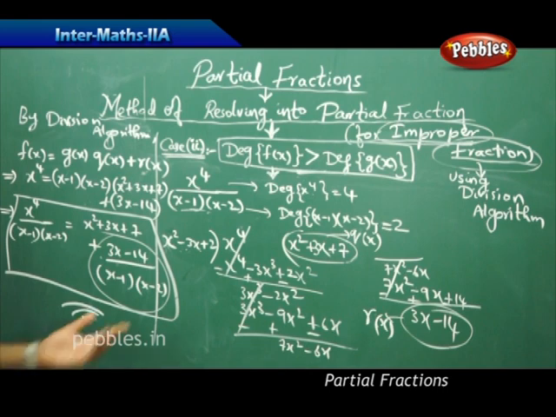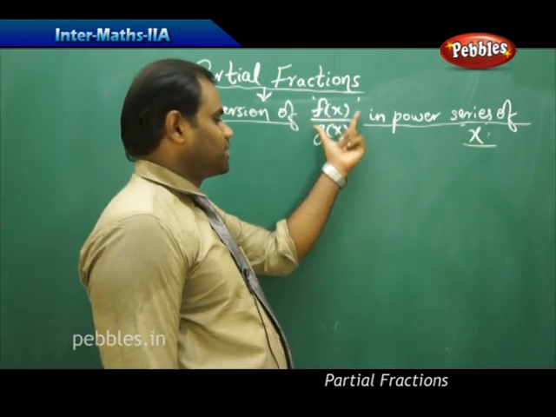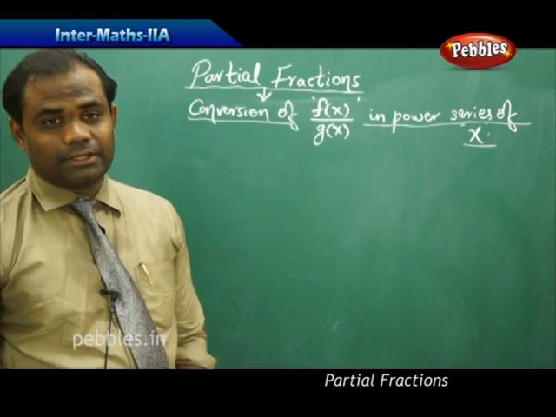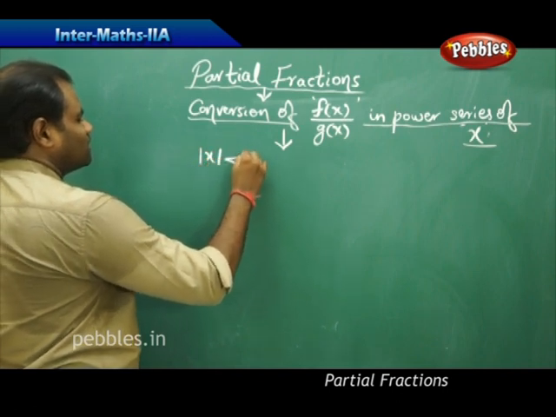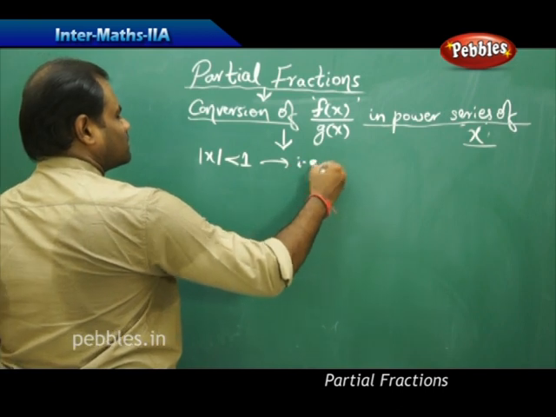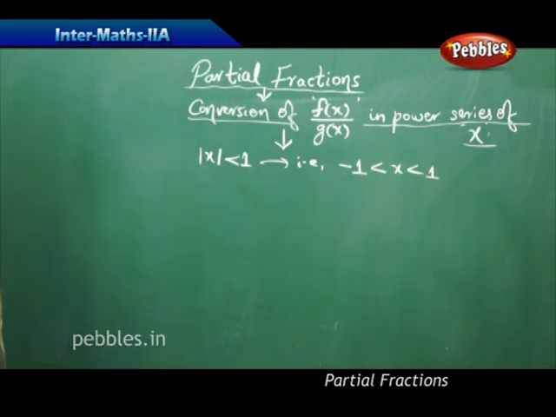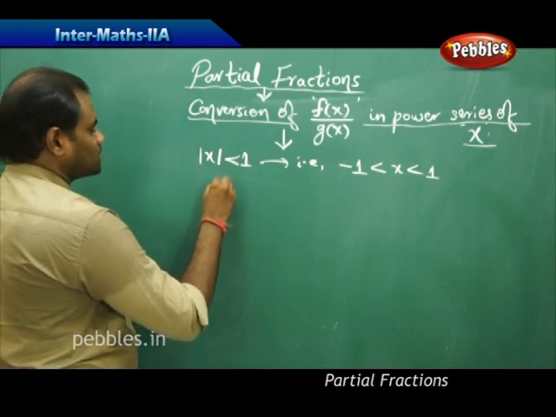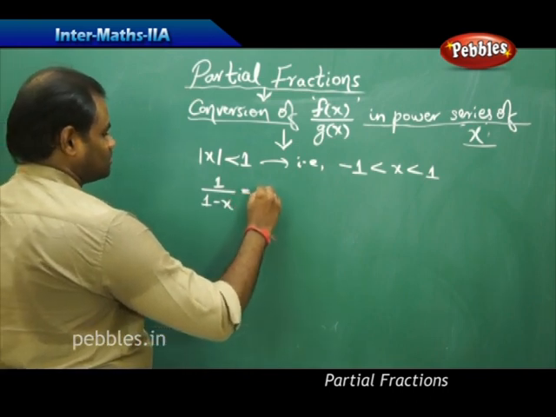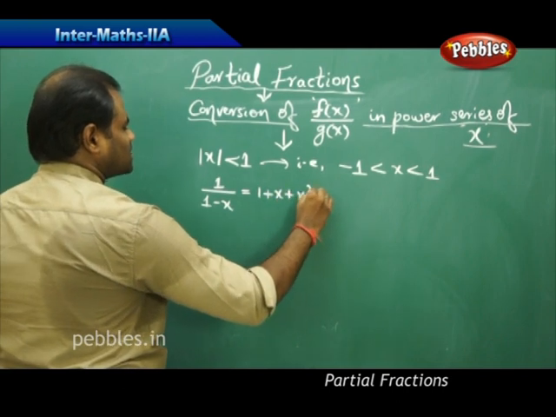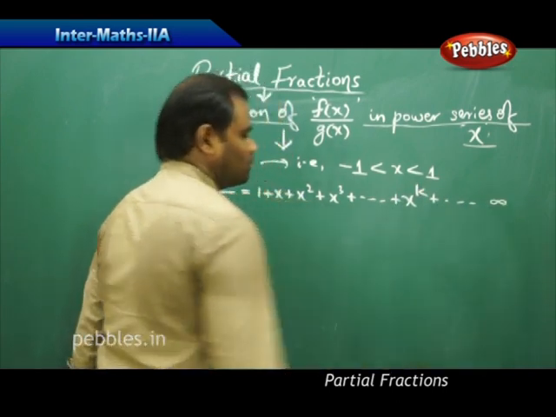This is how we understand this concept. Now, let's see the conversion of the given fraction f of x by g of x in power series of x. Usually, this concept arises when mod x is less than 1. That is, for -1 less than x less than 1, I have generally the power series of 1 by 1 minus x, which can be split as 1 plus x plus x squared plus x cubed till x power k, and so on till infinity.